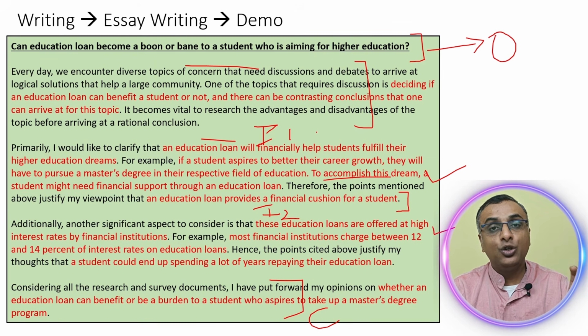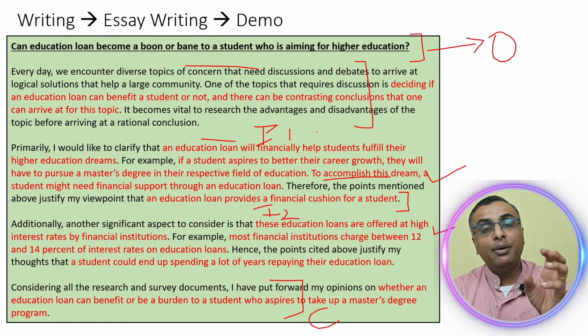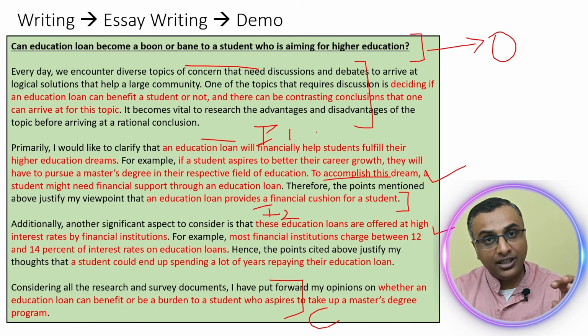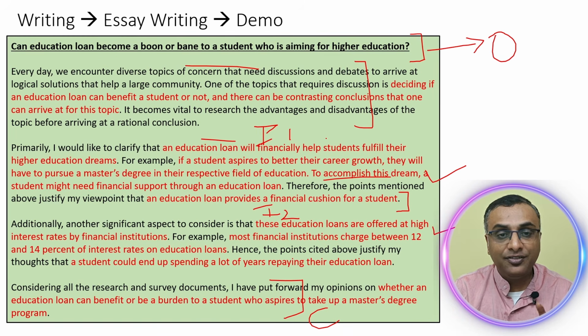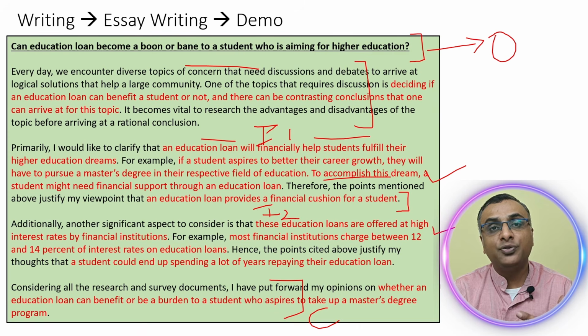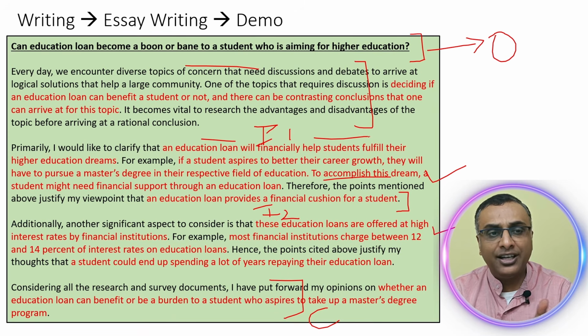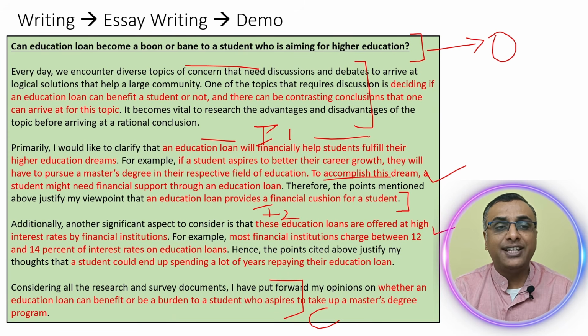So basically, you would have to generate an idea, come up with an example, and then write a conclusion for the same idea that you have generated. Here in the first idea, what I have written is that it will help students with higher education. I've given an example as well, right? What is the example? If you do a master's education, only then will it help the student secure a better job.